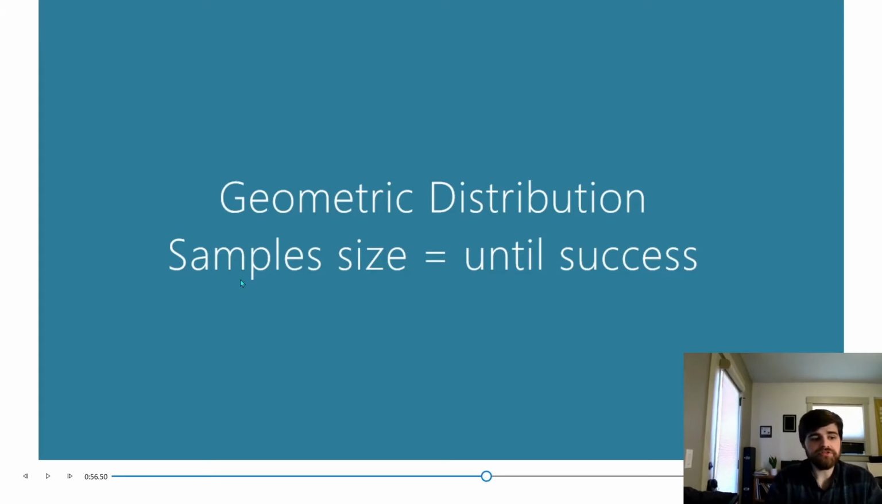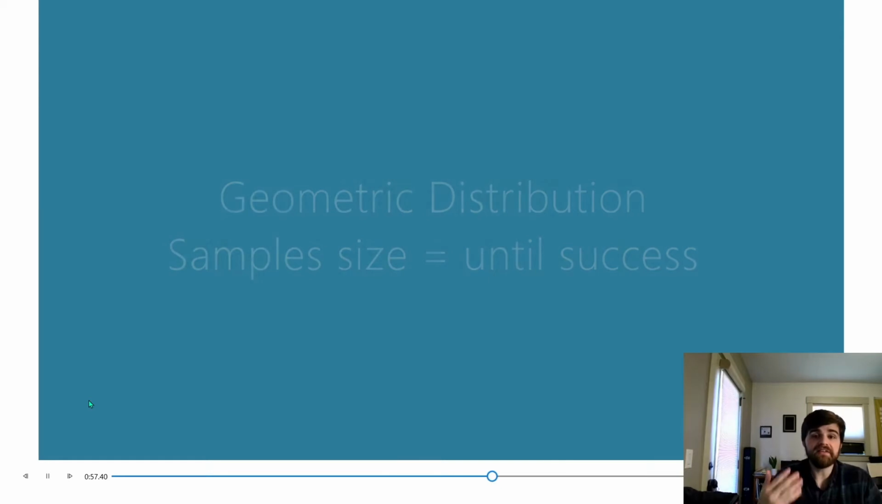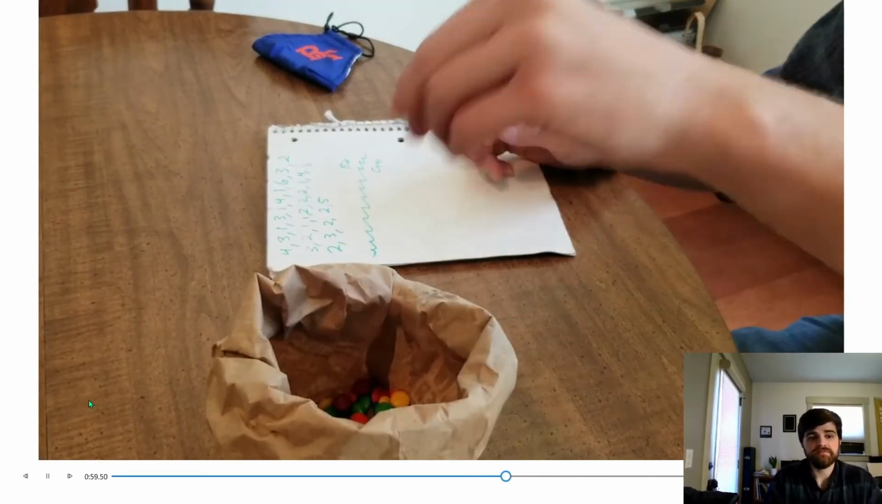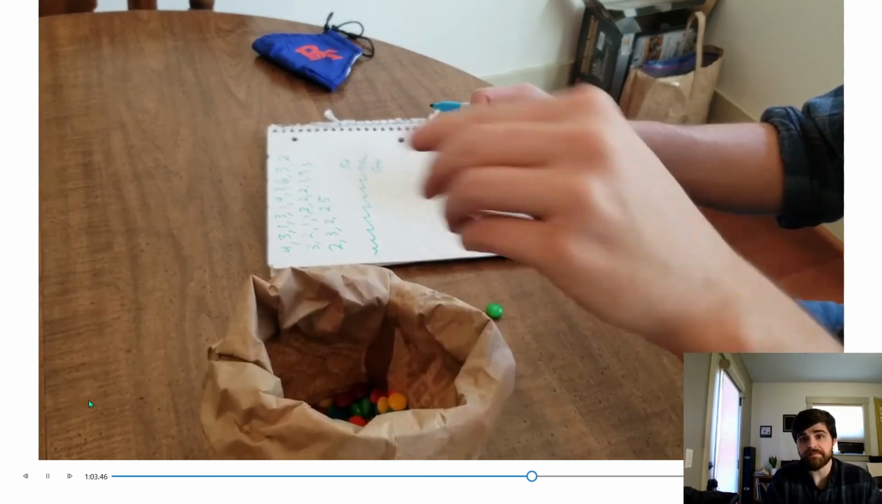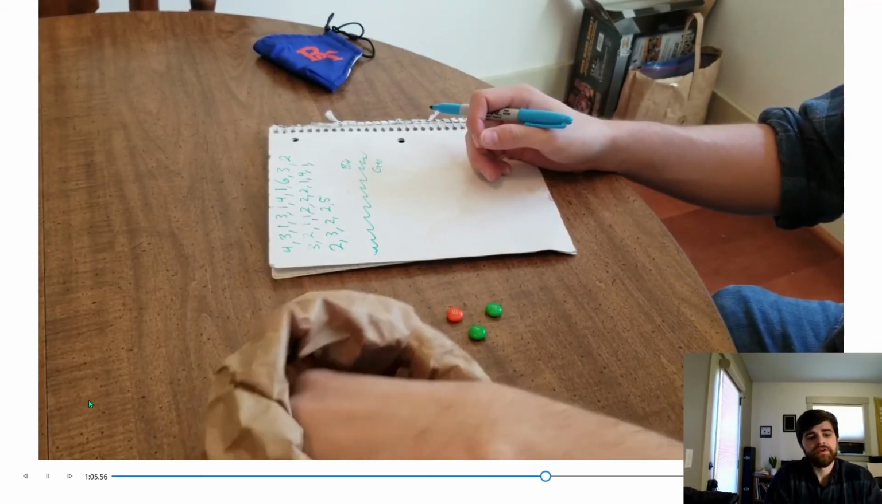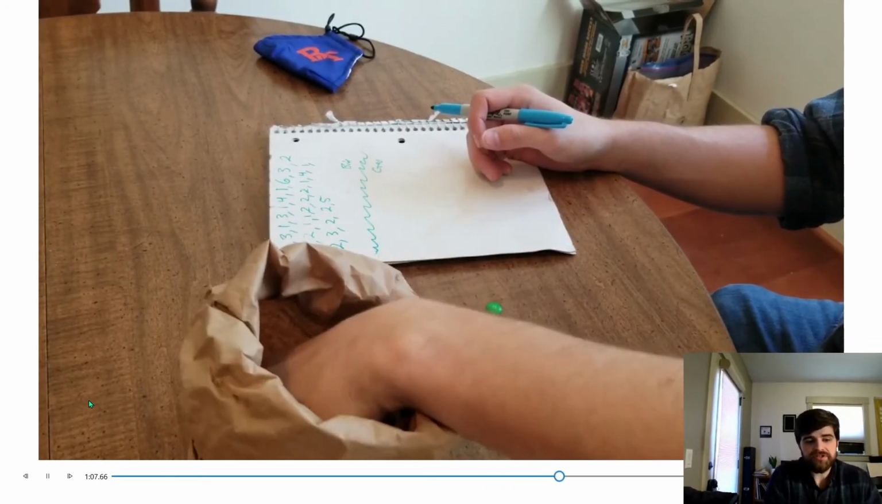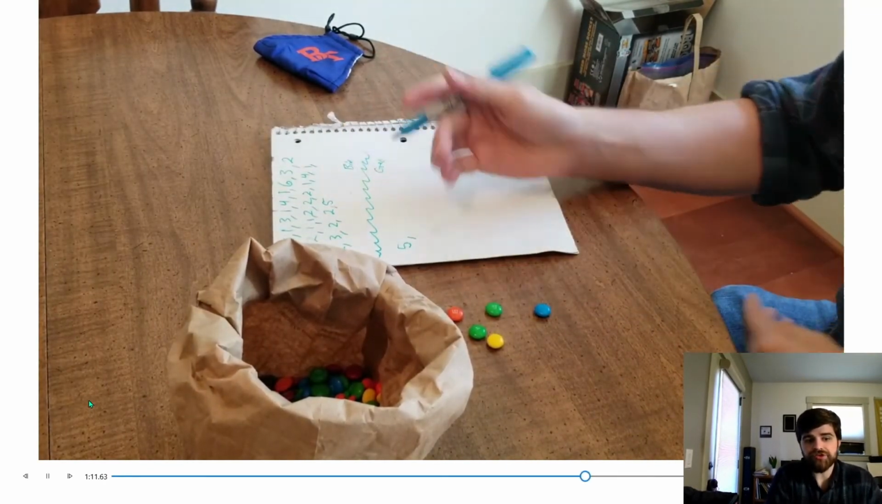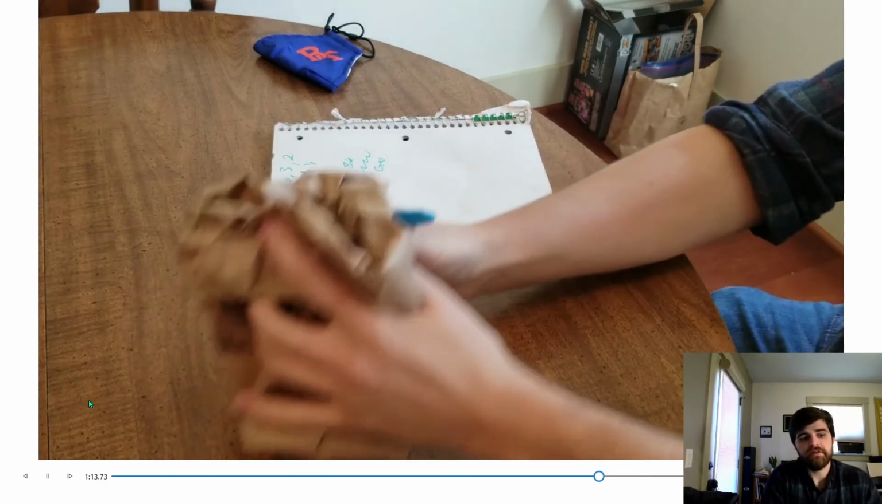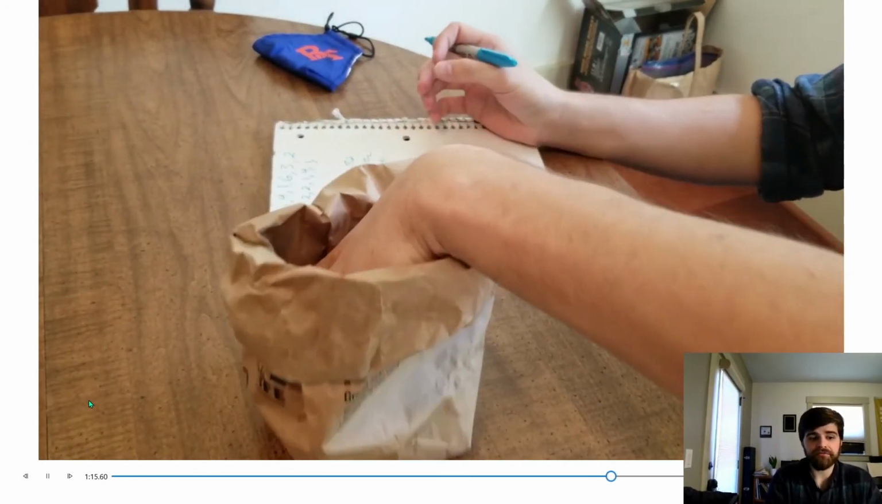So in a geometric distribution, our sample size is not set. We continue the process until we get success. So we could get a blue on the first trial, or it could take 10, right? We don't really know. So here I'm doing a geometric setting. I'm going to draw M&Ms until I get a blue one, and then record how many trials it took to get a blue M&M. So I'm going to put it all back and reshuffle.